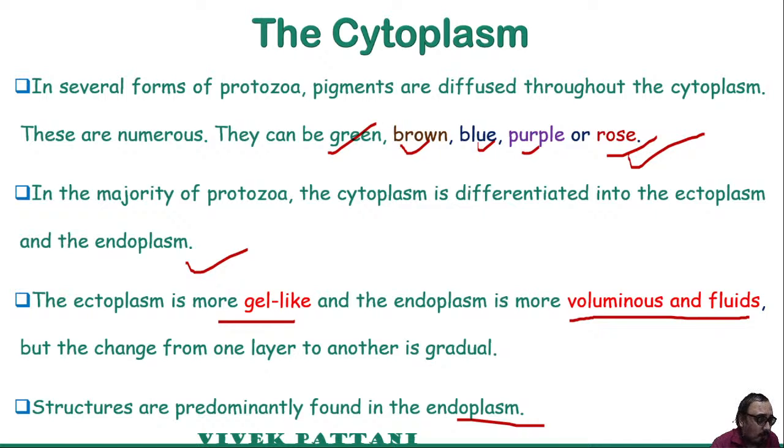In the case of Ciliophora, the cortex has a number of organelles. And as I told you, endoplasm is basically voluminous and filled with fluids. Moving forward.